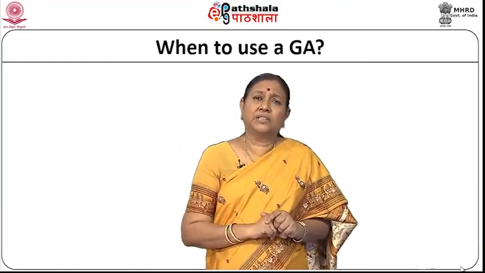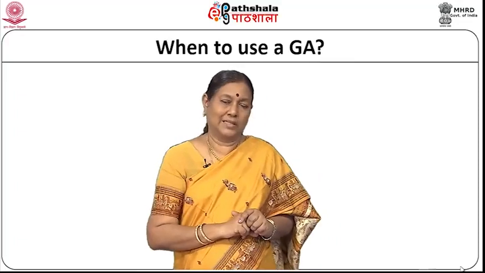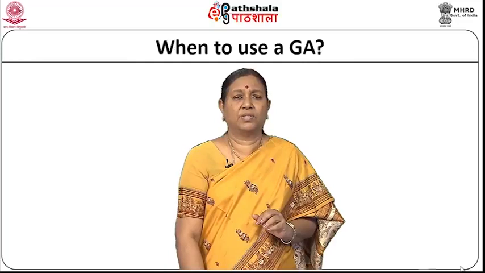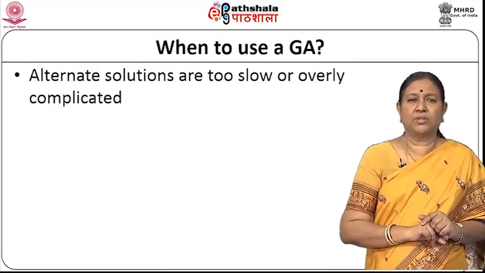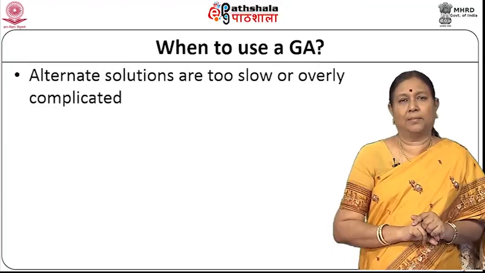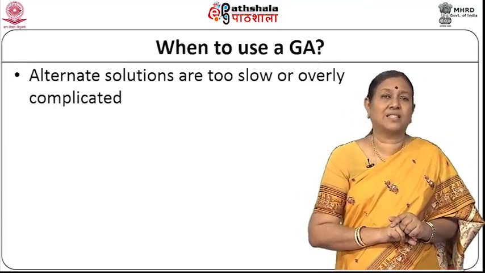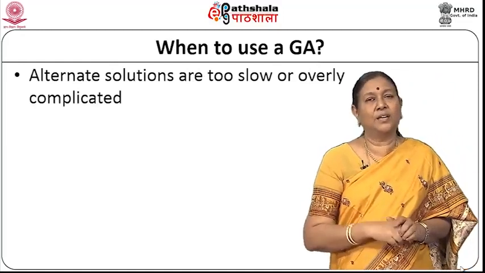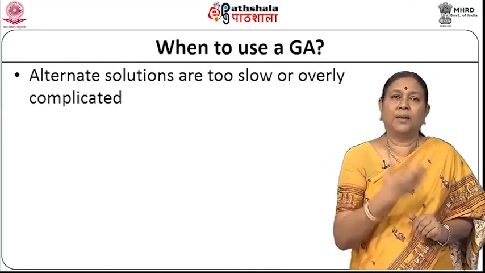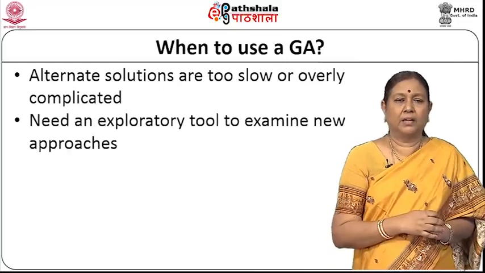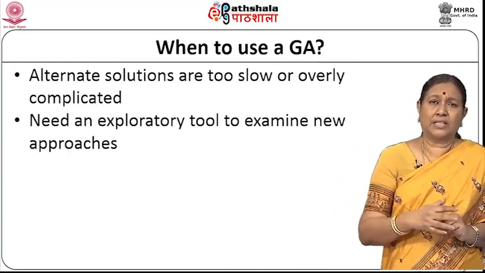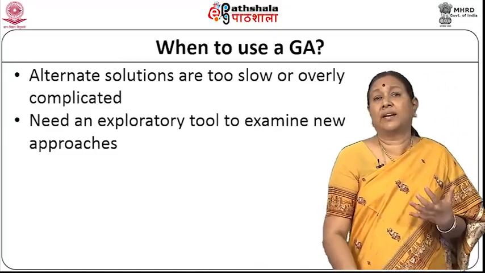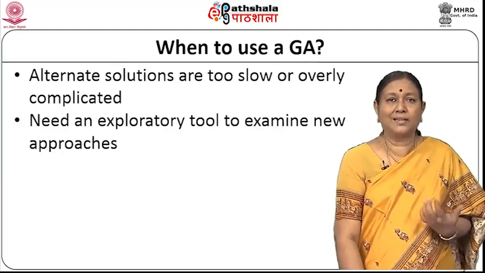So, when do we use a genetic algorithm? That is the next question we have to answer. It is not that you can use a genetic algorithm in all cases; there are certain places where you use it. One is when alternate solutions are too slow or overly complicated. A genetic algorithm is not a very fast solution, so when other solutions are too slow or overly complicated, it is a good time to try genetic algorithms. You also need it as an exploratory tool to examine new approaches. If you want to try out new approaches for your problem, it can even give you an unexpected solution. So, that way it is of an exploratory nature.